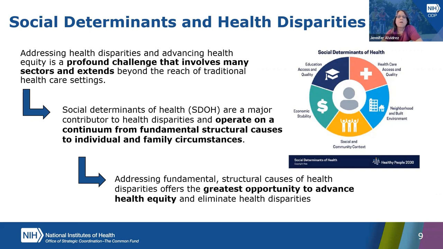Social determinants of health are a major contributor to health disparities and operate on a continuum from fundamental structural causes to individual and family circumstances. On the right, you can see the Healthy People 2030 framework for social determinants of health, which includes the domains of education access and quality, economic stability, social and community context, neighborhood and built environment, and healthcare access and quality. Addressing fundamental structural causes of health disparities in these domains offers the greatest opportunity to advance health equity and eliminate health disparities. Next slide, please.